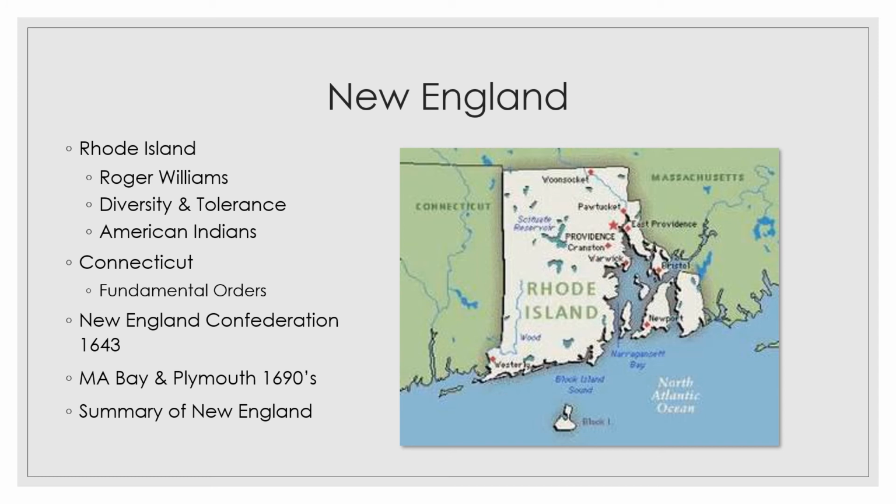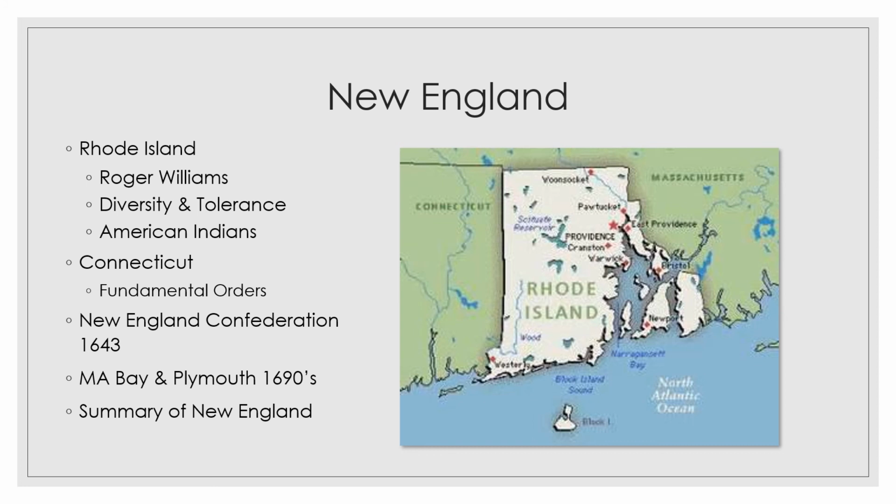Ultimately, Massachusetts Bay and Plymouth operate as two separate colonies throughout the 1600s, but in the 1690s, the king merges them into one. So more than likely, you will be asked questions about Massachusetts Bay. You may see a question or two about the Pilgrims, but most people tend to focus on Massachusetts Bay.